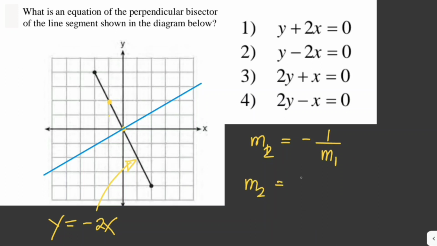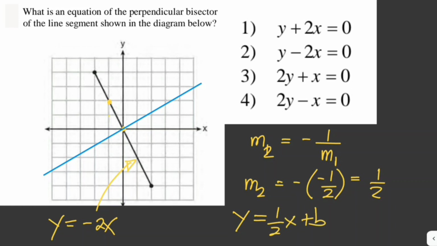So that would be the negative of -1/2. Therefore, the slope of the second line is just equal to 1/2. Now we can write the equation of that line. So this is y equals 1/2 x plus b, and it also passes through the origin. So that means the y-intercept is equal to 0. Therefore, the equation of the perpendicular bisector is just y equals 1/2 x.